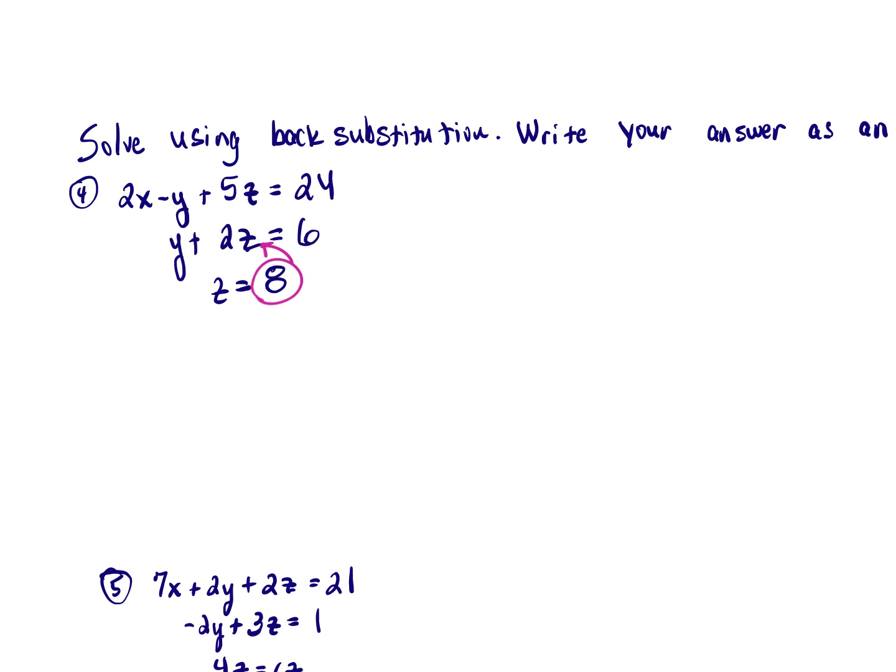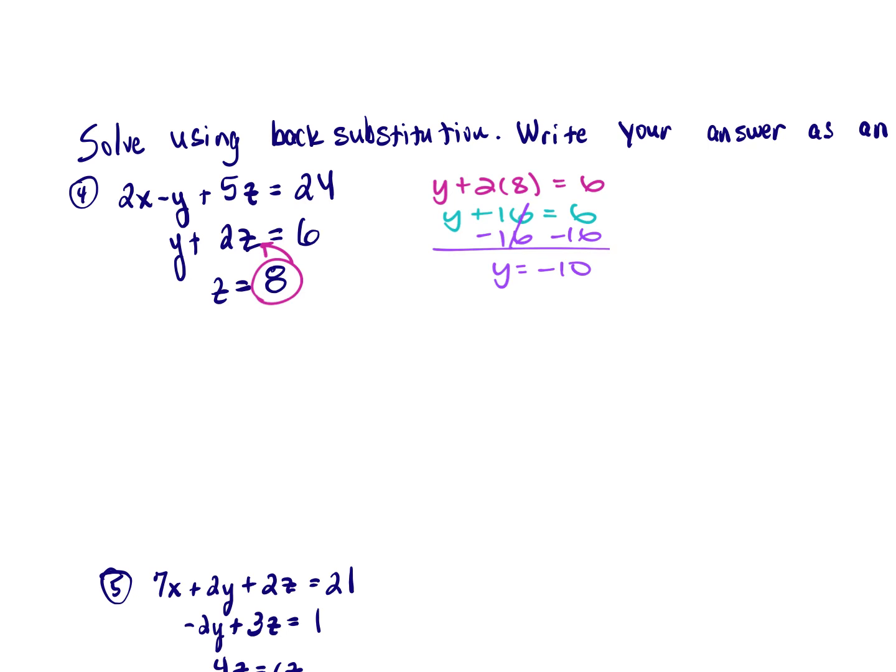This is going to give you y plus 2 times 8 is equal to 6. Your 2 times 8 is 16, so y plus 16 is equal to 6. Move your 16 over, subtract it from both sides, and you get that y is -10. So you have what z is, you have what y is.